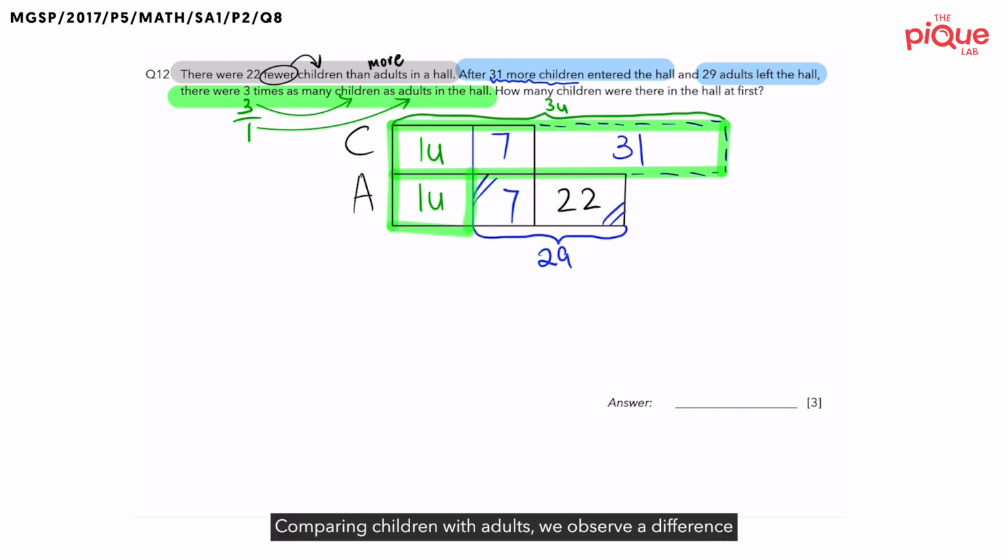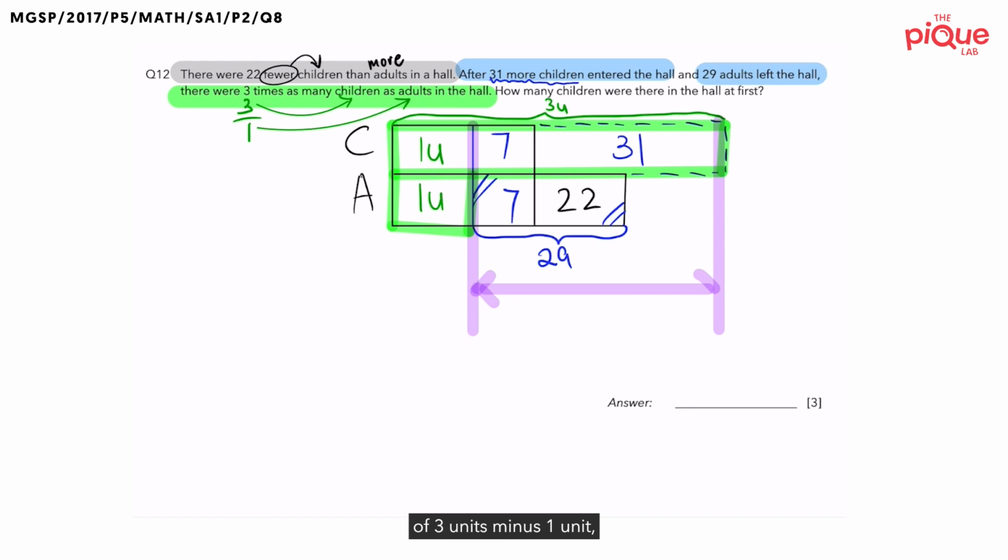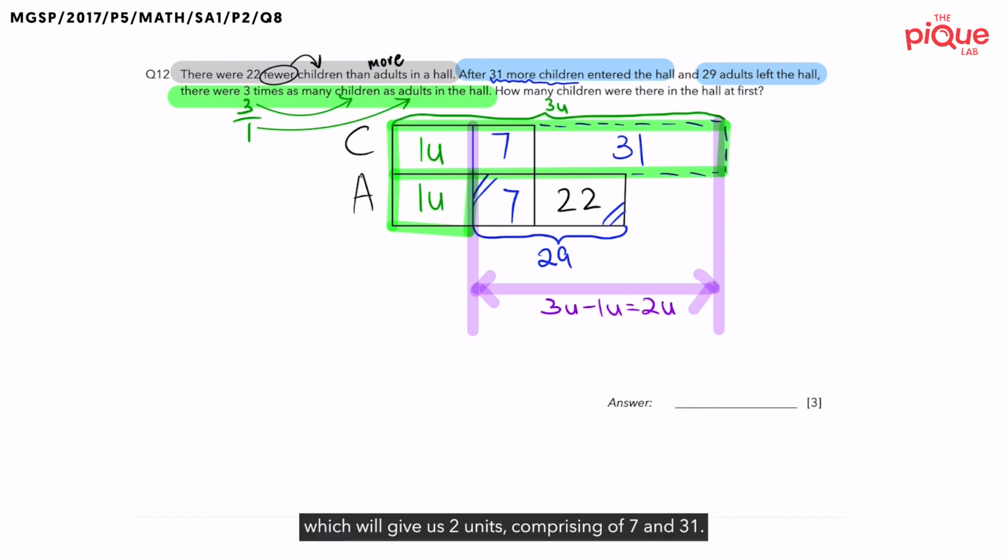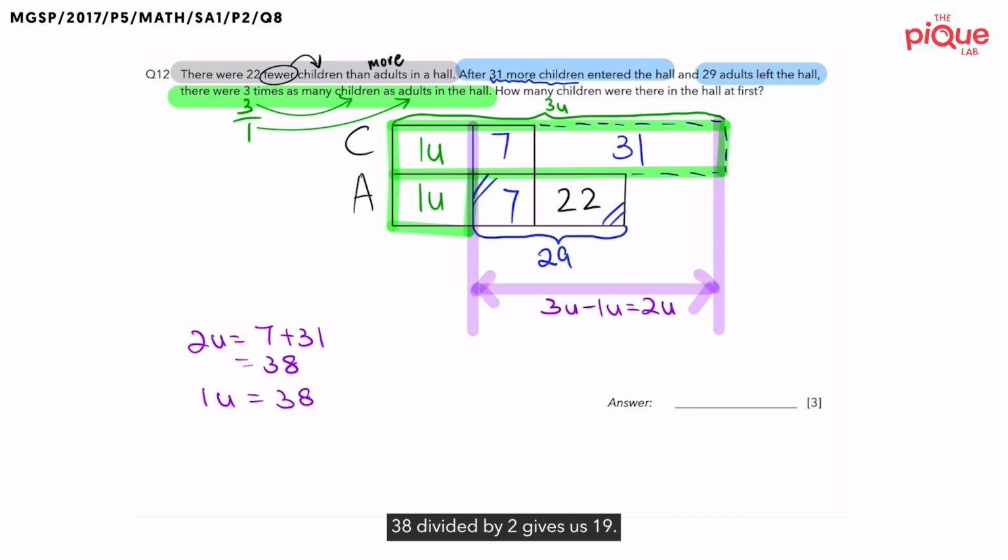Comparing children with adults, we observe a difference of 3 units minus 1 unit, which will give us 2 units, comprising of 7 and 31. Let's formulate equations to determine what is 1 unit. 38 divided by 2 gives us 19.